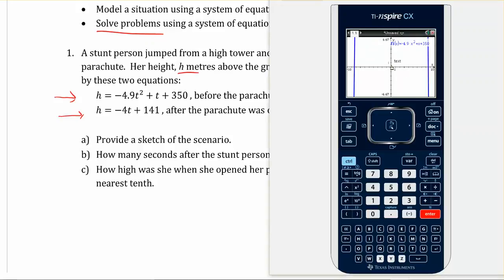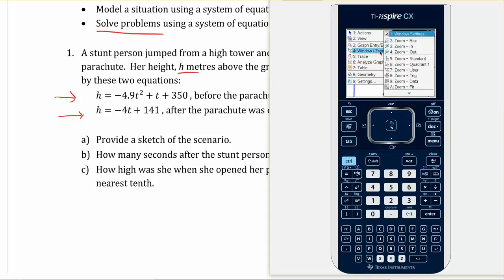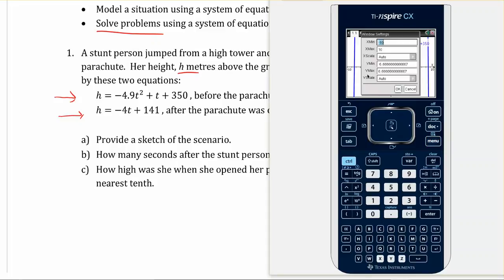Probably what's happening here is our scale isn't high enough up. So if you're wondering how we're going to get a better view, I know I have to go more to the right on the x-axis, and I have to go up higher because I have to be able to see where this crosses the y-axis. So I'm going to go into menu, window settings, and change my y maximum.